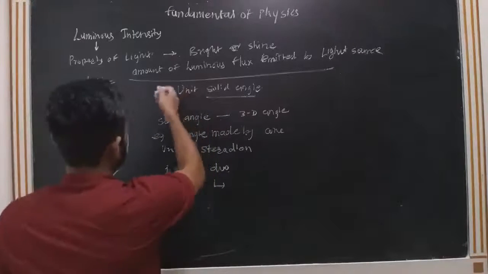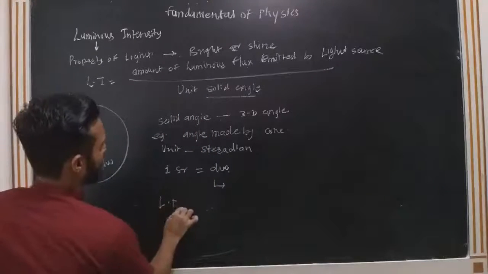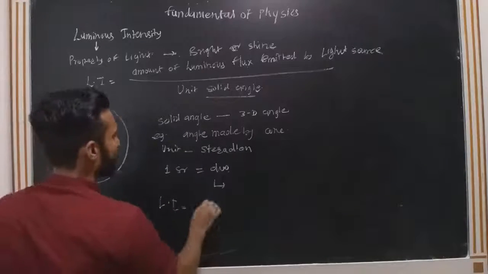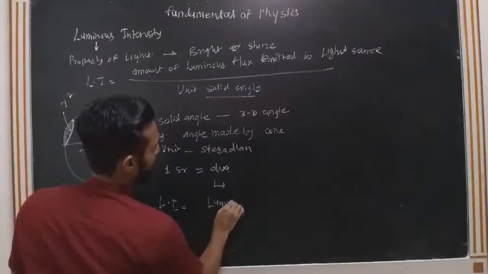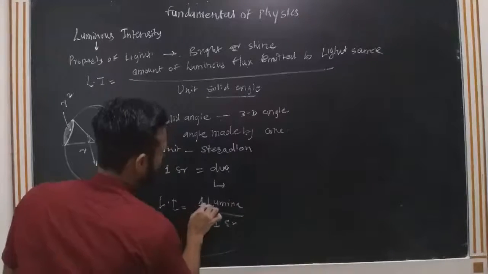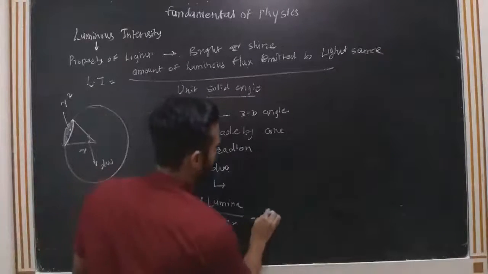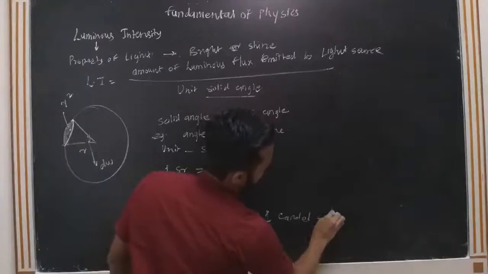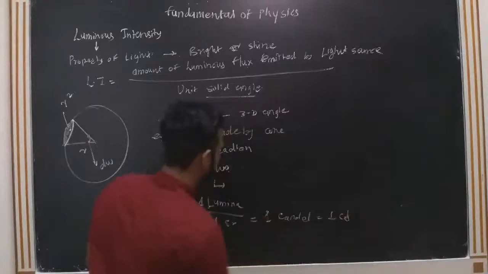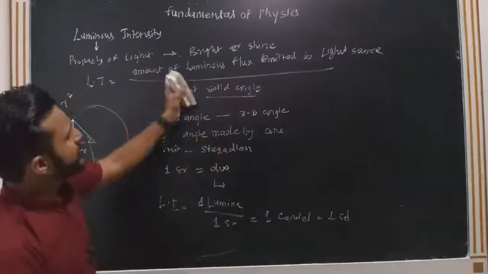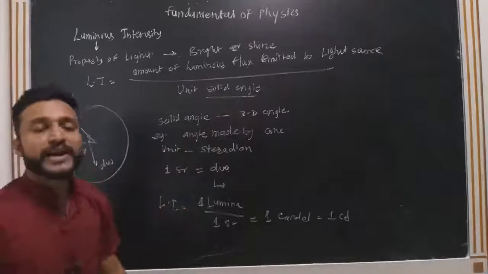Therefore, luminous intensity is equal to the amount of flux, its unit is lumen, upon 1 steradian. So 1 lumen upon 1 steradian is equal to 1 candela, or we can write it 1 cd. This is the unit of luminous intensity. So this luminous intensity depends on solid angle.